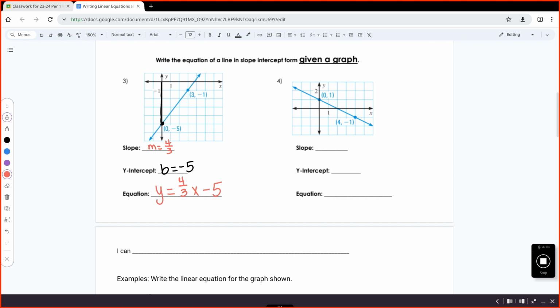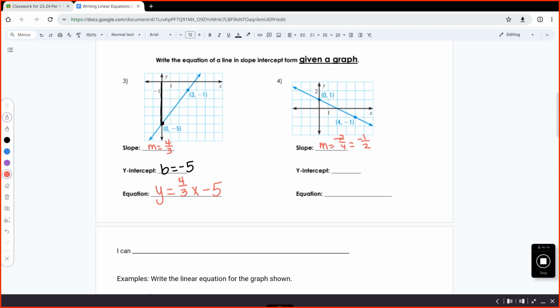All right, let's look here for our next graph. We have a slope of, we're going down 2, and then right 1, 2, 3, 4, right 4. So our slope is -2/4 or -1/2. And then our y-intercept, our b, where does this line cross the y-axis?